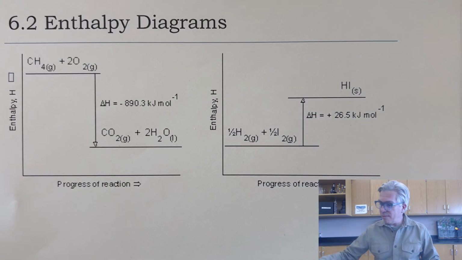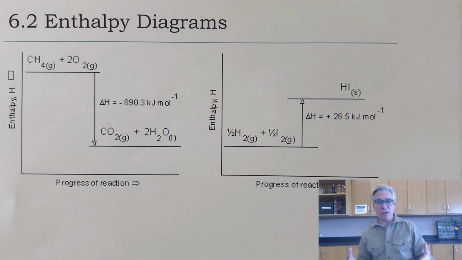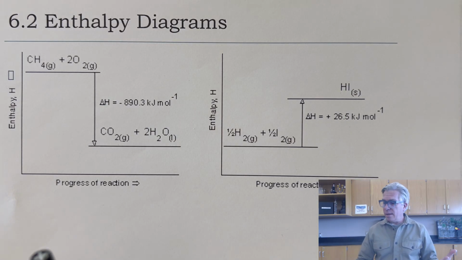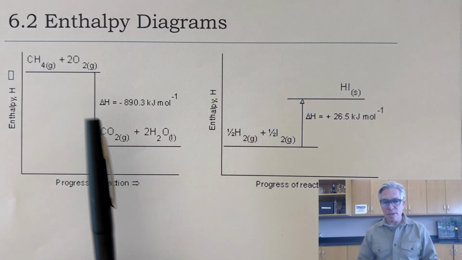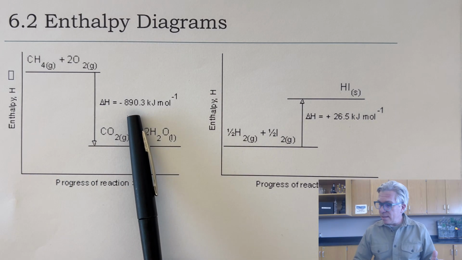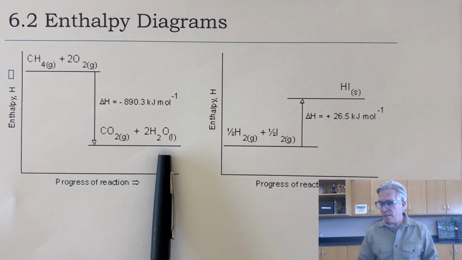Now, they come in many forms. There's no one correct way or one correct format for an enthalpy diagram. So I'm going to show you several. And here's a couple showing chemical reactions. One that is exothermic, sorry, and it's negative 890 kilojoules, turning methane into carbon dioxide and water.